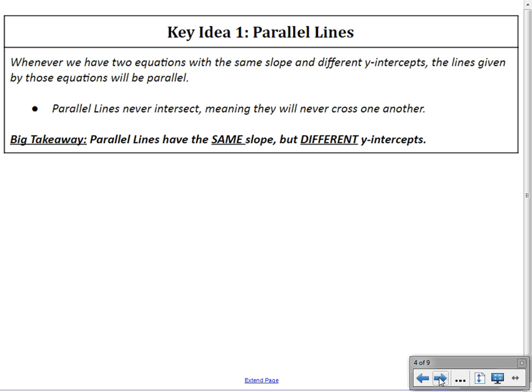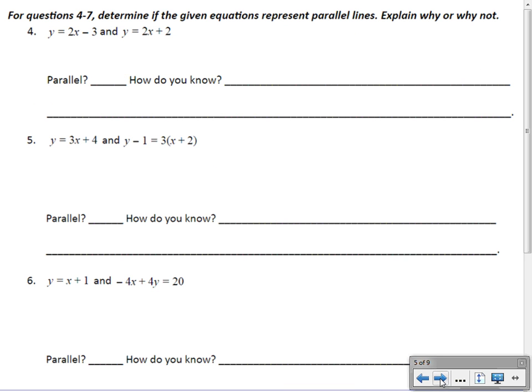Parallel lines must have the same slope and different y-intercepts. And we said that parallel lines will never intersect, meaning that they never cross over each other. So that's our big takeaway. We want to be able to look at other equations and determine if those equations are parallel lines or if they're not. So for number 4 here, we're given two equations, y equals 2x minus 3 and y equals 2x plus 2. In order to be parallel, they have to have the same slopes, which they do, but different y-intercepts, which they do. So because of that, we can say that these two equations would represent parallel lines.